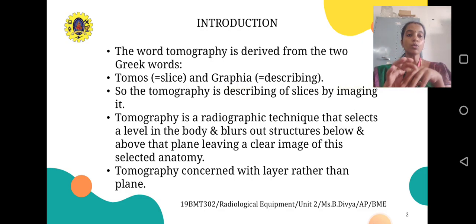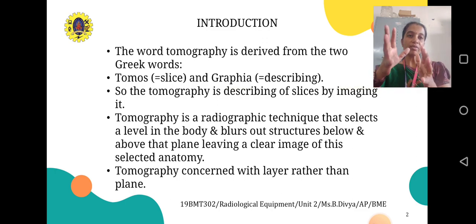Tomography is concerned with layers rather than planes. The layer by layer process will be done, rather than planes. We have an XY plane, right? Instead of that, it will go for layer by layer imaging.